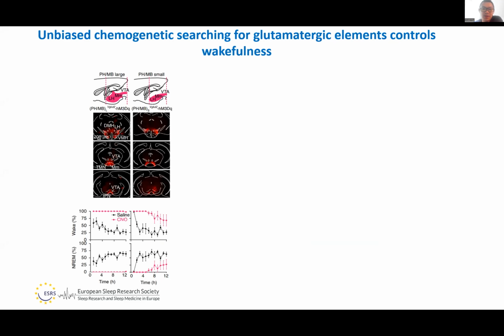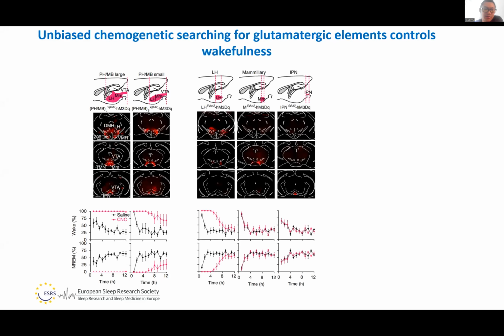Therefore, we used an unbiased chemogenetic approach searching for glutamatergic neurons in the posterior hypothalamus and midbrain that could regulate vigilance state. So first, we expressed the excitatory hM3Dq receptor in Vglut2 neurons in progressively more defined locations. First, large volume injections induced 100% wakefulness for about 12 hours. A smaller AAV injection resulting in hM3Dq in the hypothalamus and also midbrain produced continuous wakefulness for about 6 to 7 hours. And then we restricted the hM3Dq to other specific brain regions.